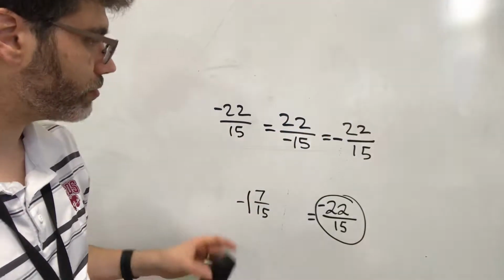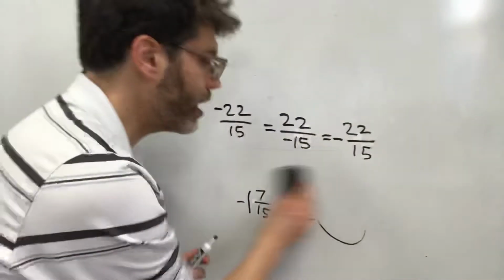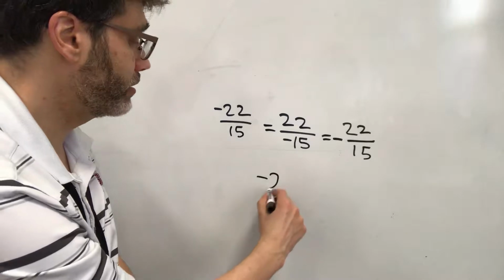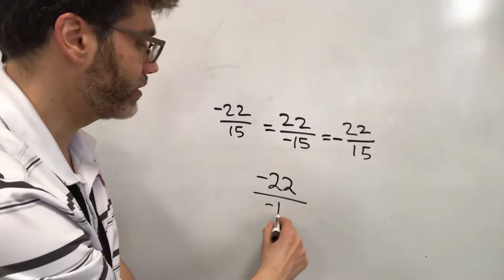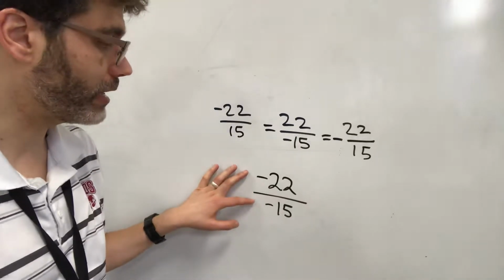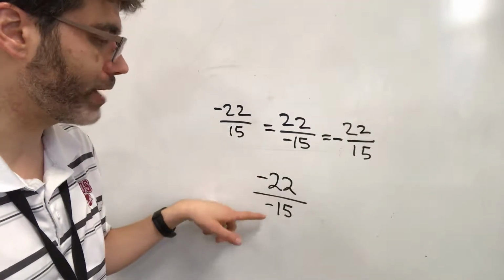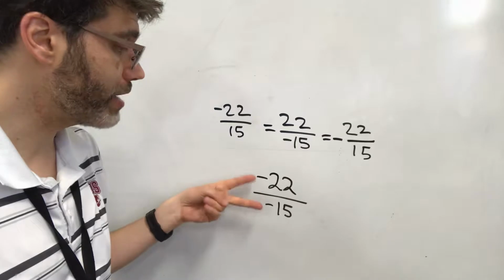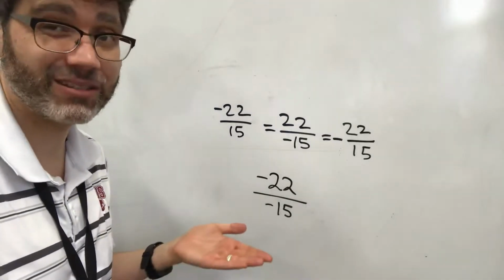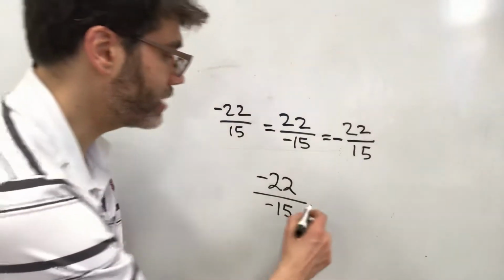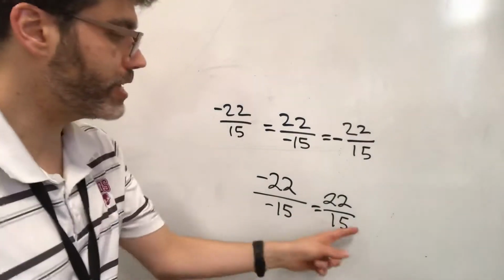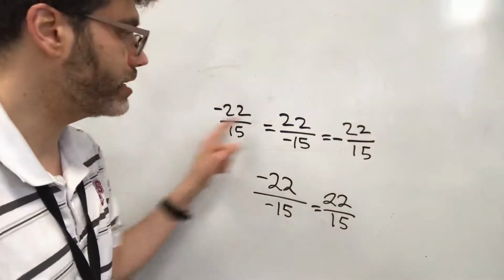So I want to contrast that to if we put a negative in the numerator and a negative in the denominator. If we have 2 negatives, meaning we're dividing negative 22 by negative 15, whenever we have a division problem where we have 2 negatives, your answer is going to be positive. So if we have 2 negatives here, that's equivalent to a positive 22 fifteenths. So these are equivalents, and these are equivalents.